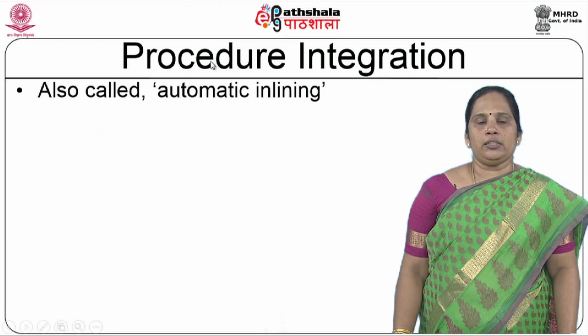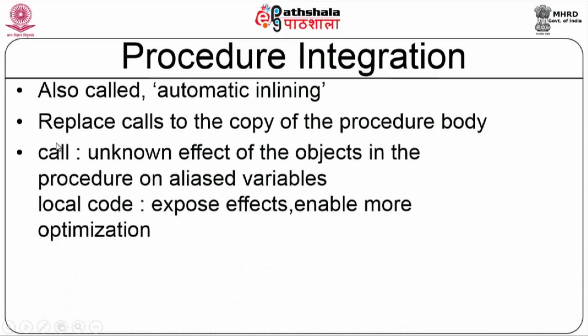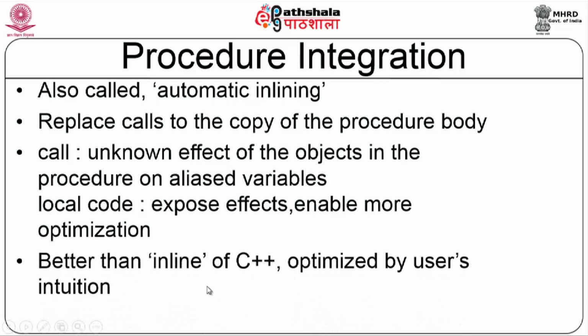So, this is called automatic inlining basically. It replaces calls with a copy of the procedure body, and the call is typically unknown; the effect of the objects in the procedure on aliased variables is looked upon. The local code will have an exposed effect and it can enable more optimization. So, here it is better than inline of C++ and is optimized beyond the user's intuition. So, this is similar to the inlining which we normally adopt in C++ programming. So, this is called automatic inlining.